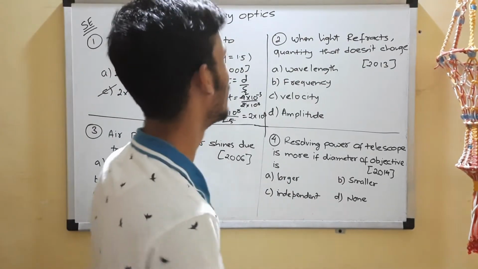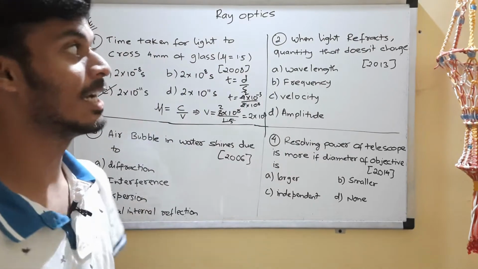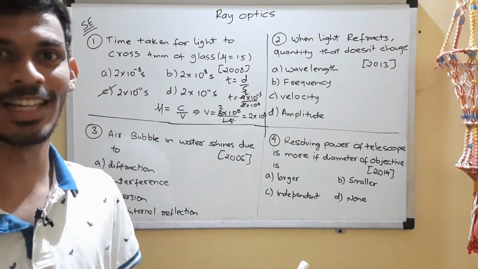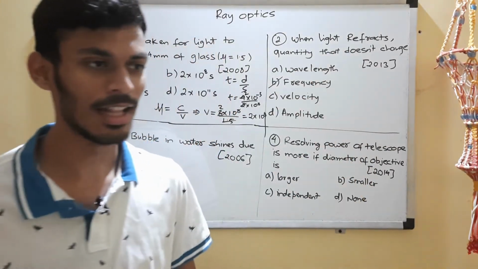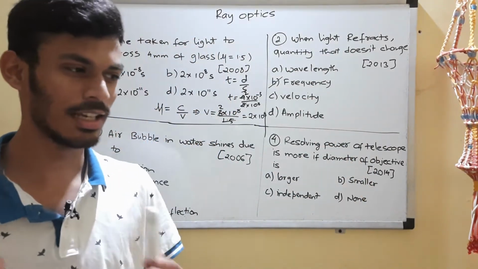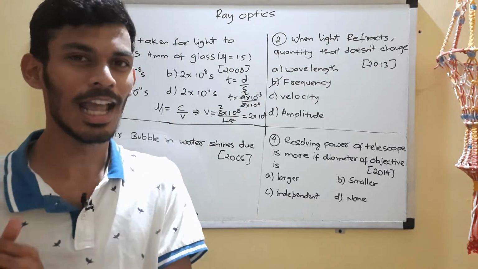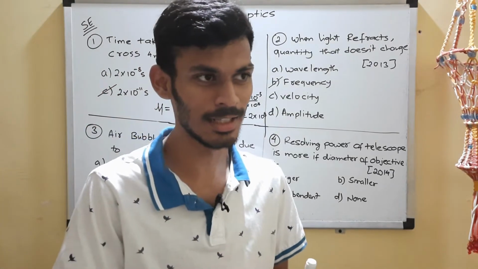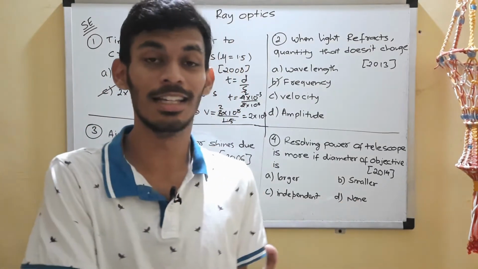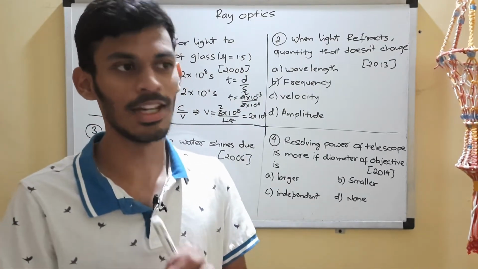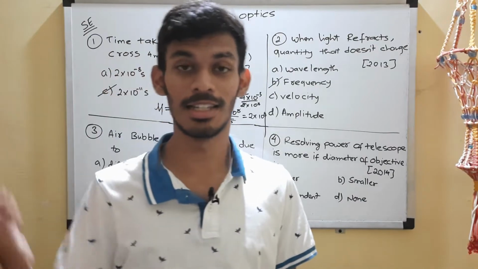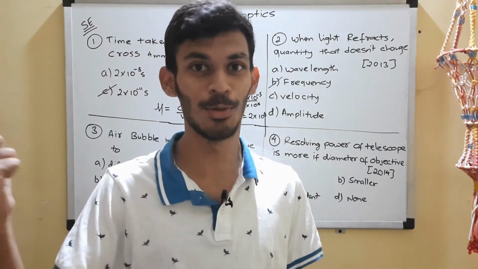Okay, let's come to question number 2. When light refracts, the quantity that does not change. It's a very theoretical question. It's easy to see that the frequency is the one that does not change. Frequency is something which depends only and only on the source. It does not depend whether the ray is reflecting or refracting. Whenever a ray refracts, frequency will not change because it depends only and only on the source.